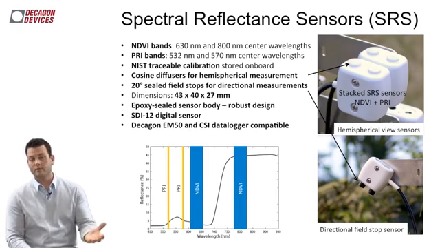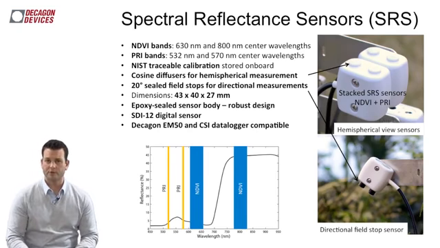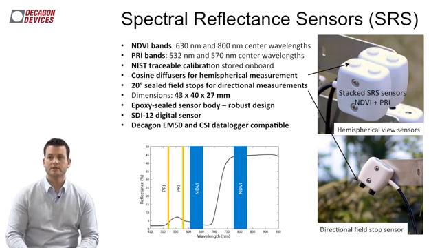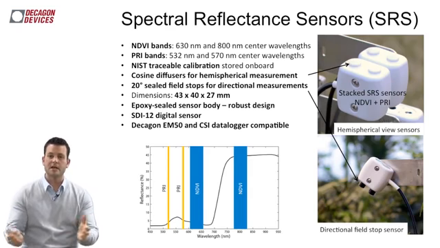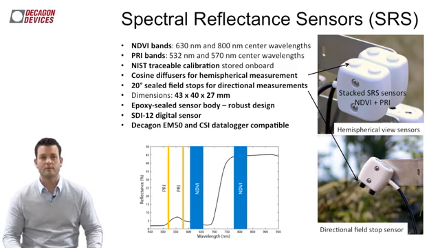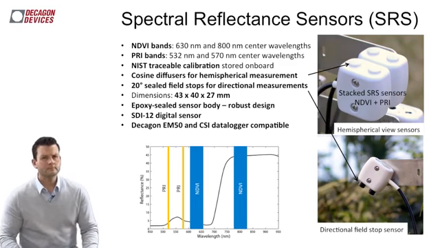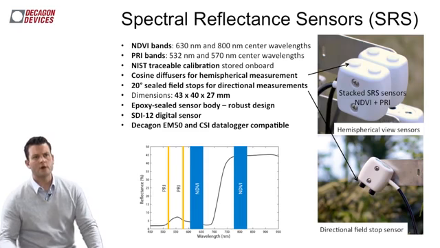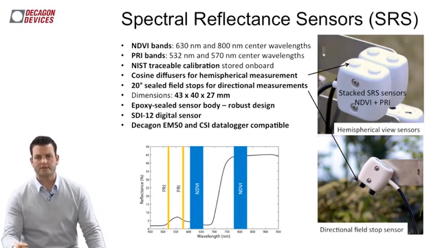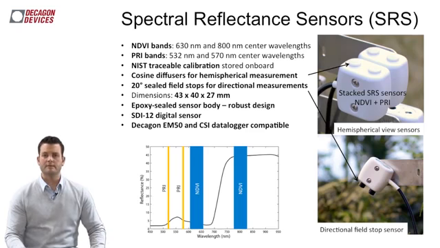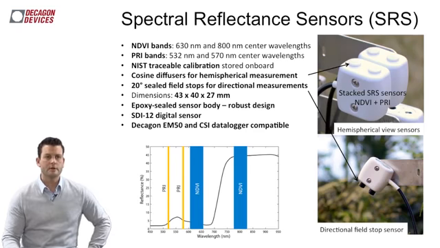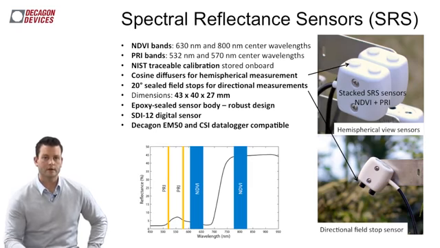Which is traditionally, if we're using a spectrometer, most of them aren't built to be placed out into the environment just willy-nilly. Usually you have to build some sort of a container for that instrument to protect it from the elements. The SRS sensors are SDI-12 digital sensors, meaning that they're compatible with the Decagon EM50 family of data loggers, but they can also be logged by the Campbell Scientific data loggers.